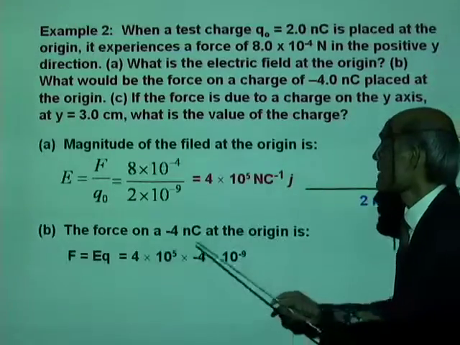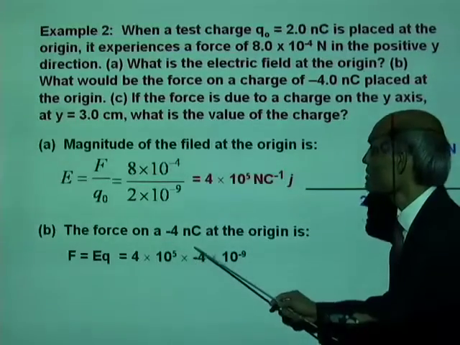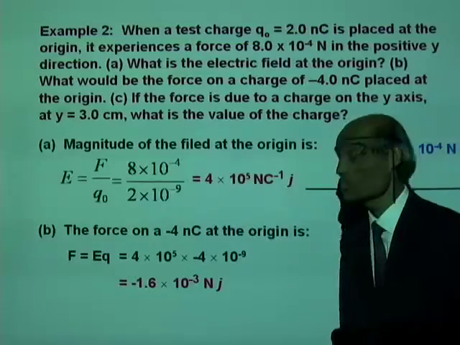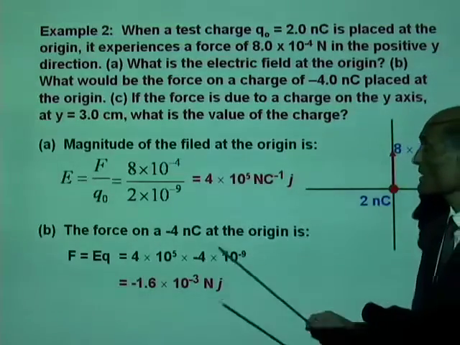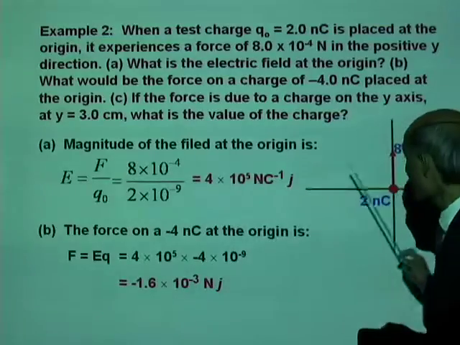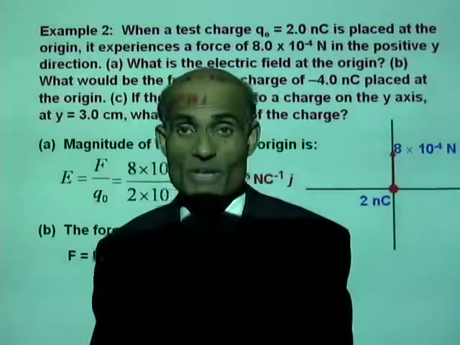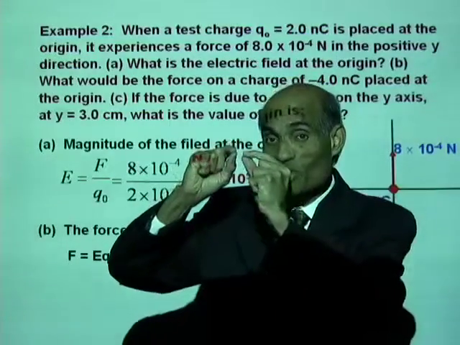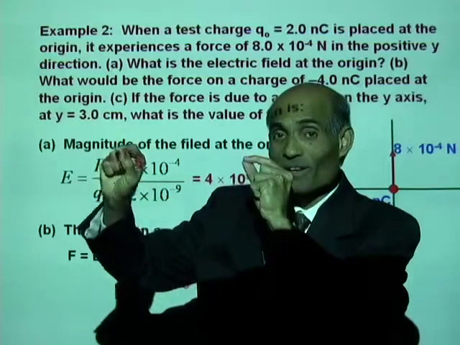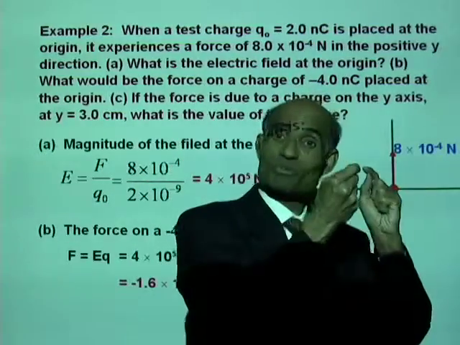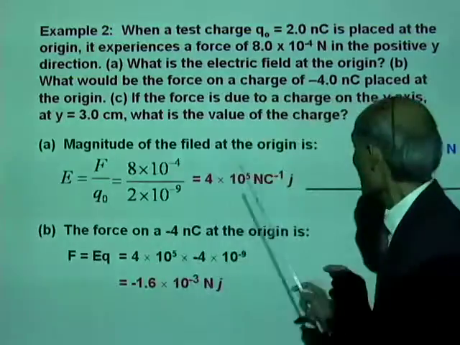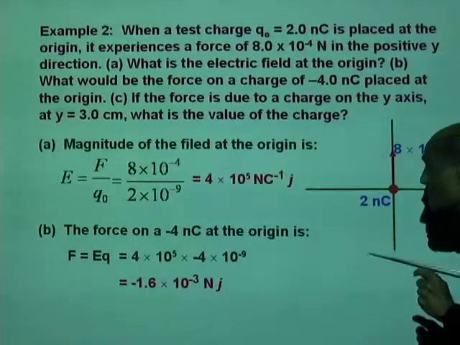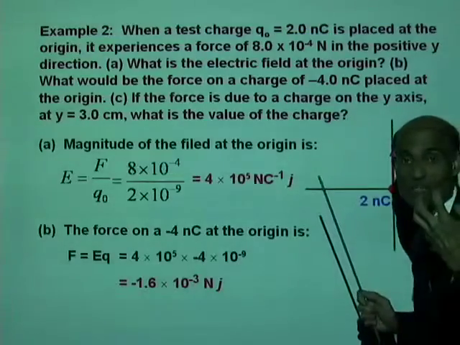E is this, that is 4 times 10 to the 5 times negative 4 times 10 to the negative 9, and that is negative 1.6 times 10 to the negative 3 Newton. So for a negative charge, if I have an electric field directed this way, a positive charge will move in the direction of the electric field. A negative charge will move opposite to the direction of the electric field. So if a positive charge experiences an upward force, a negative charge will experience a downward force. I hope that is clear.